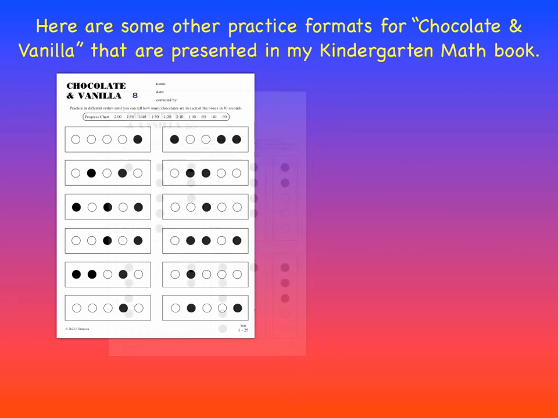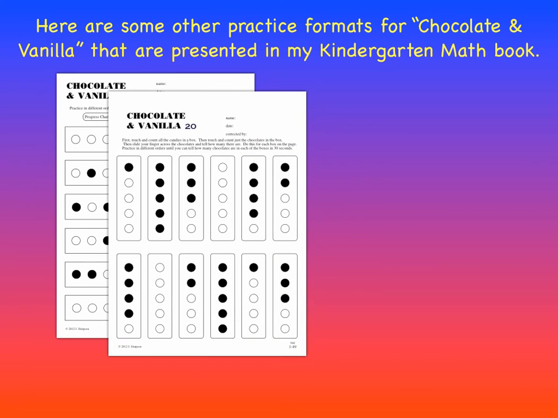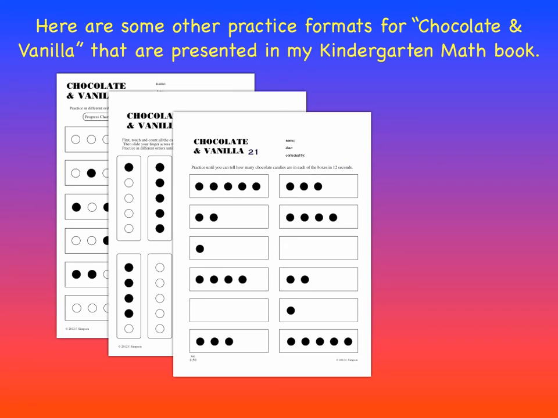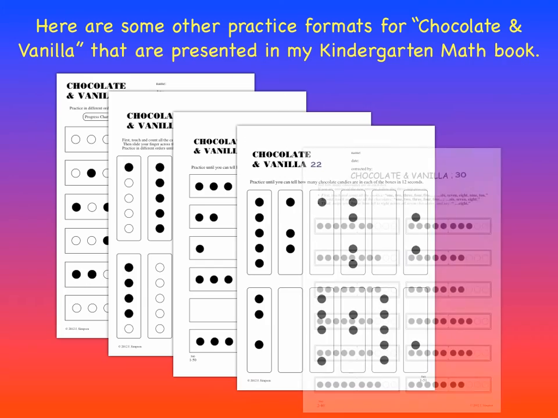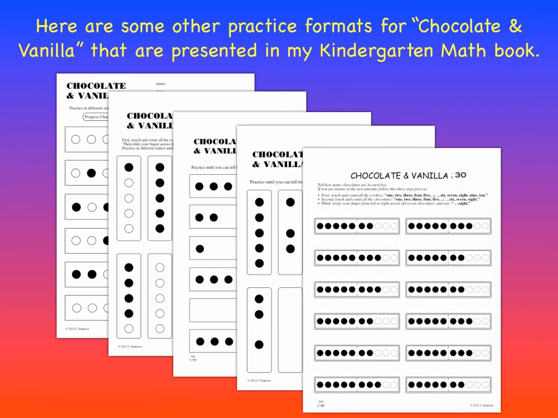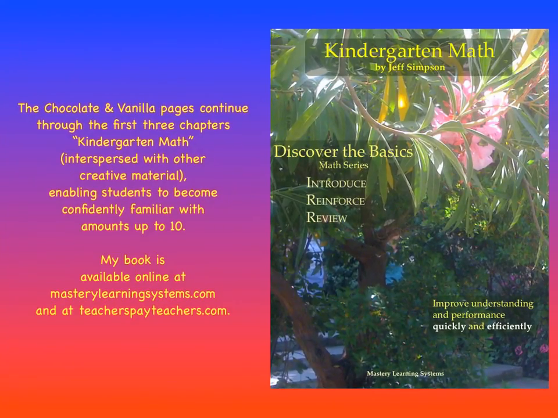Scattered, vertical, then without the vanillas, and vertical without the vanillas, and larger amounts. The chocolate and vanilla pages continue through the first 3 chapters of kindergarten math, interspersed with other creative material, enabling students to become confidently familiar with amounts up to 10.